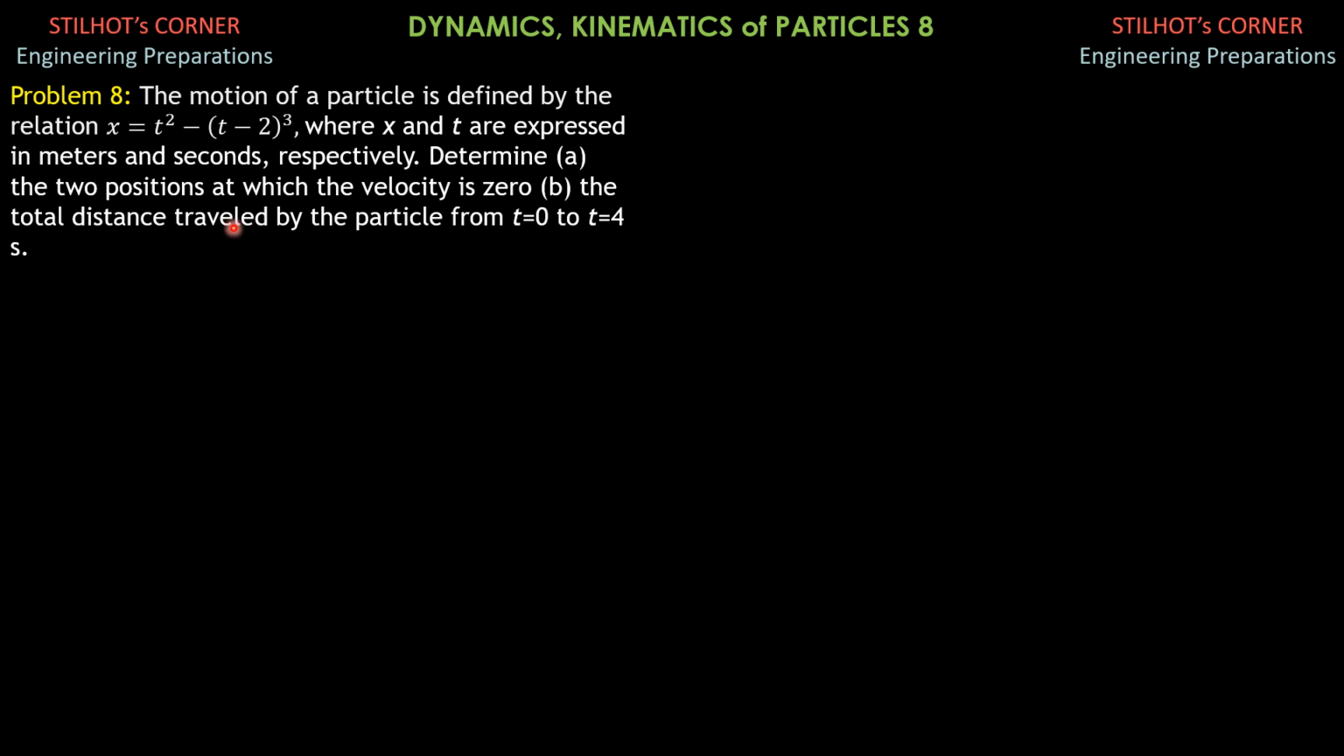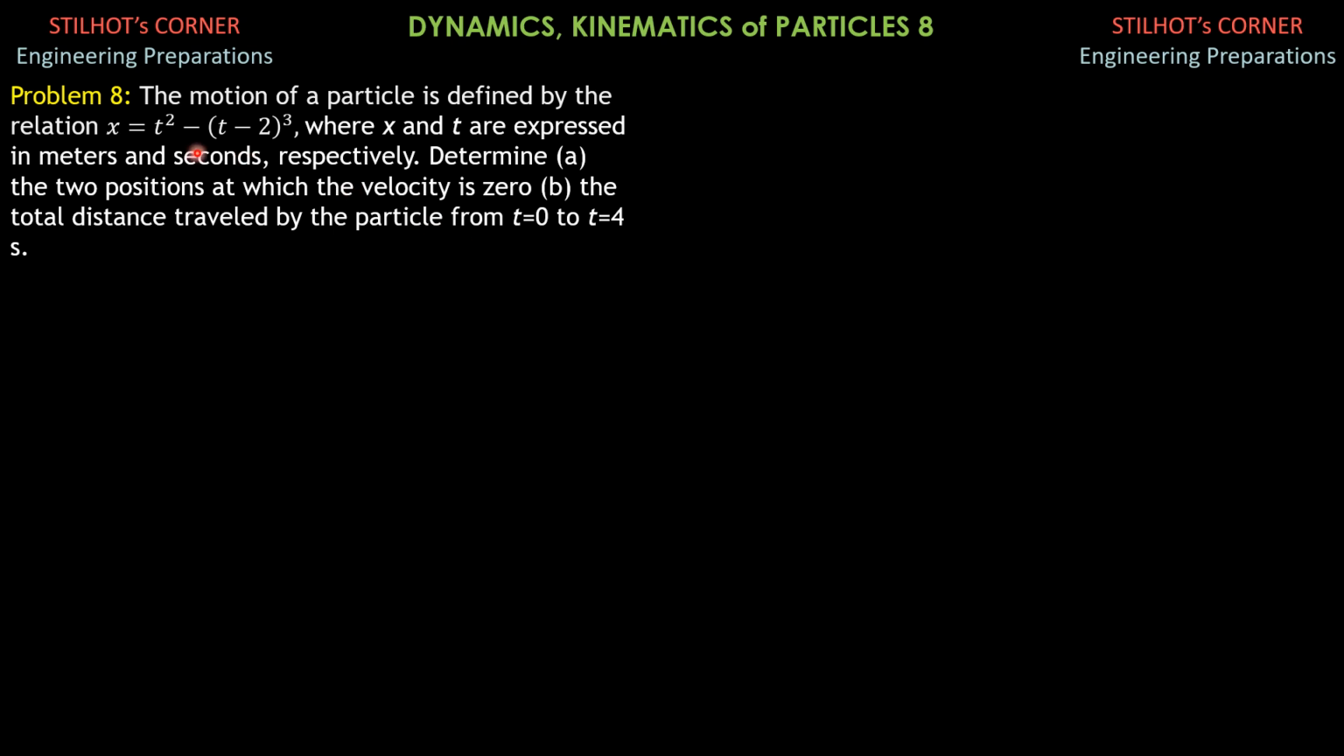For the two positions at which the velocity is 0, we need to derive the expression for velocity, set it to 0, and solve for the time. Then for the total distance traveled from t equals 0 to t equals 4, we need to determine the positions of the particle from t equals 0 to t equals 4, and those times where the velocity is 0, because at these times the particle changes directions, and we trace the path of the particle so that we can analyze the total distance traveled.